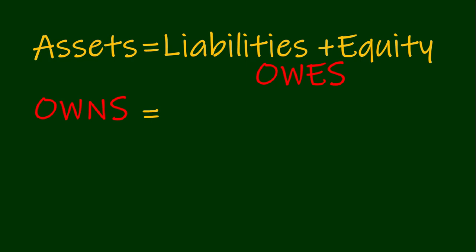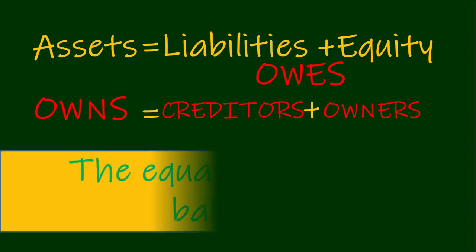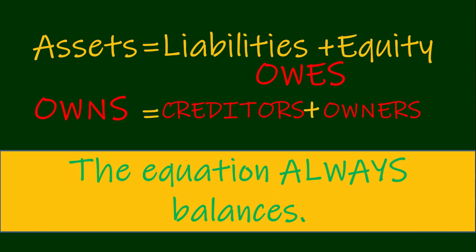A business may owe external sources, called creditors, represented here by liabilities, or it may owe internal sources, called the owners or equity. Remember that the total of the left side always equals the total of the right side. The equation always balances. Always.